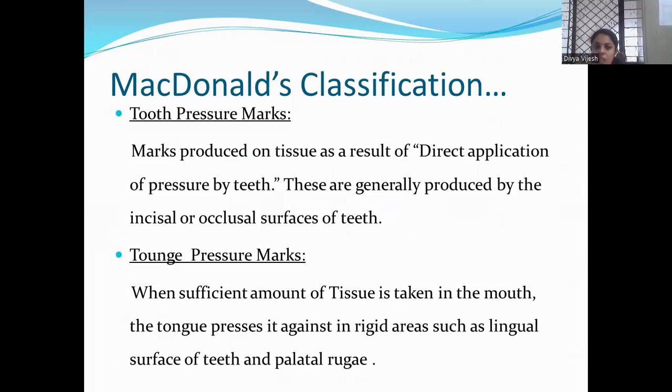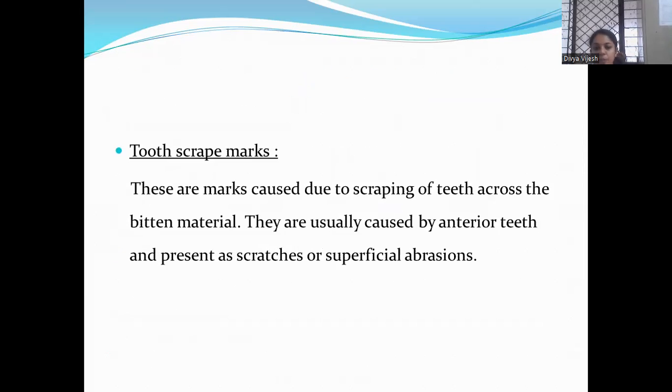and banana. And according to McDonald's classification, there are tooth pressure marks also, marks produced on tissue as a result of direct application of pressure by teeth. These are generally produced by the incisal or occlusal surface of teeth. Then tongue pressure marks also: when a sufficient amount of tissue is taken in the mouth, the tongue presses it against rigid areas such as the lingual surface of teeth and palatal rugae. So we get the tongue pressure marks also. Then tooth scrape marks. These are marks caused due to scraping of teeth across the bitten material. They are usually caused by anterior teeth and present as scratches or superficial abrasions.